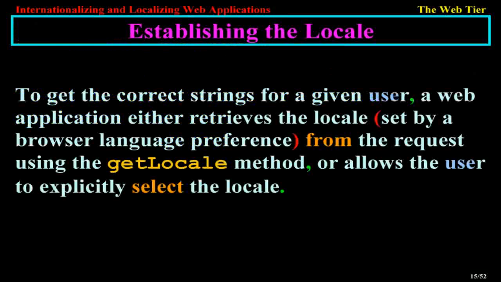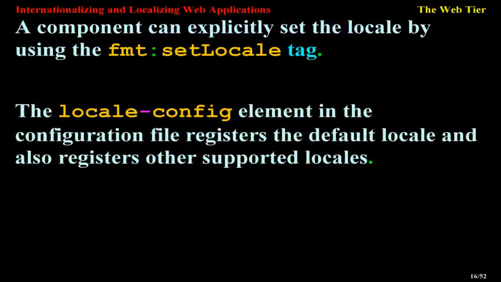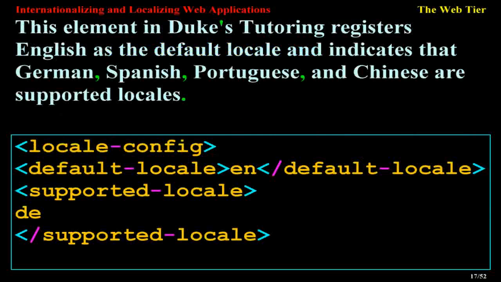Establishing the locale. To get the correct strings for a given user, a web application either retrieves the locale set by a browser language preference from the request using the getLocale method, or allows the user to explicitly select the locale. A component can explicitly set the locale by using the fmt:setLocale tag. The locale-config element in the configuration file registers the default locale and also registers other supported locales. This element in Duke's Tutoring registers English as the default locale and indicates that German, Spanish, Portuguese, and Chinese are supported locales.